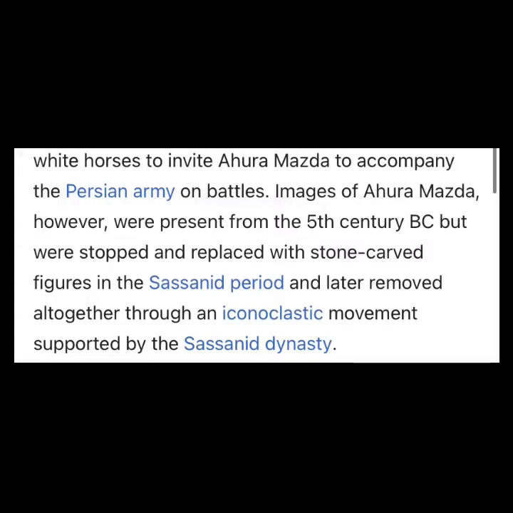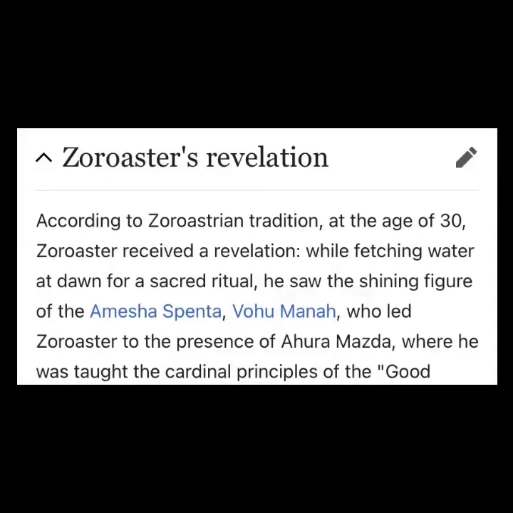The Zoroastrian tradition was that at the age of 30, Zoroaster received a revelation while fetching water at dawn for a sacred ritual. What I don't like about these gods, whether it's the person in charge of Scientology or our religion or Christian religion or Islam, is that they're dominated by male. The female cannot be removed, otherwise it is false. The Holy Spirit cannot be removed, otherwise it is false.